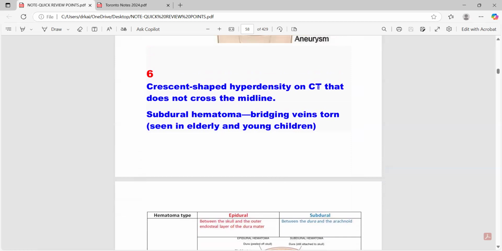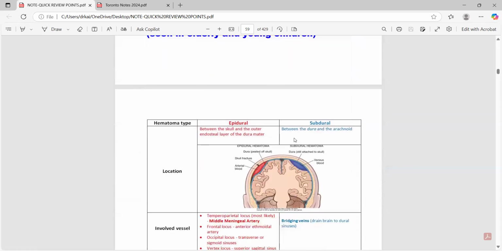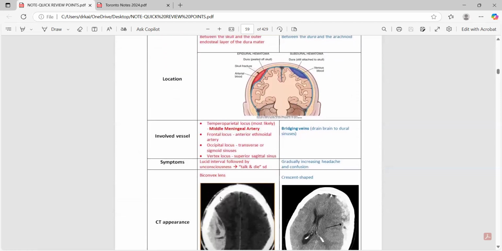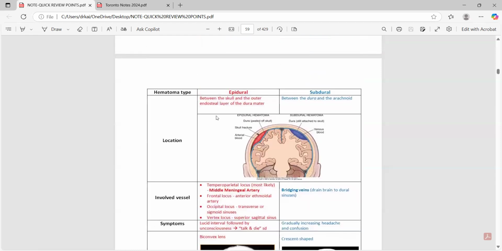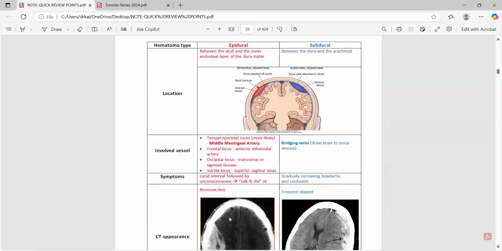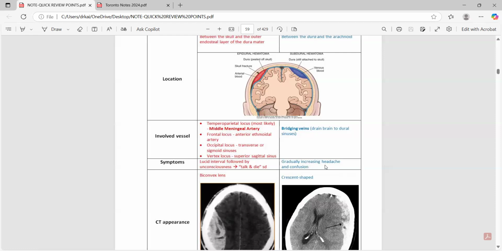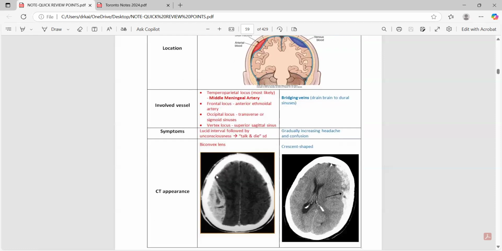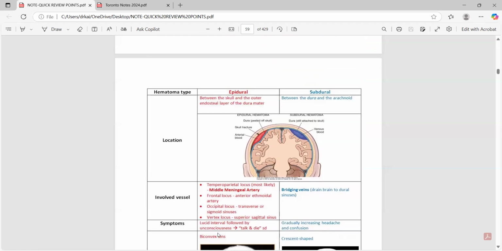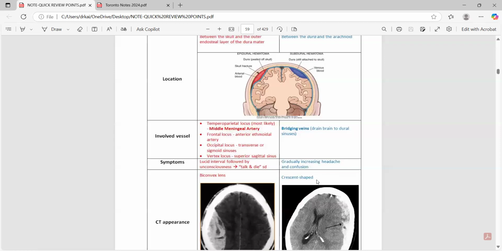A crescent-shaped hyperdensity on the CT that does not cross the midline is subdural hematoma, from torn bridging veins. So know the difference, as I told you, in how the X-ray looks. You can see the difference from here. Epidural is between the skull and the endosteal layer of the dura, and subdural is below the dura. Involved vessels, you can just read those. Symptoms are a lucid interval and then gradually increasing headache and confusion. On CT, epidural is biconvex and subdural is crescent-shaped.